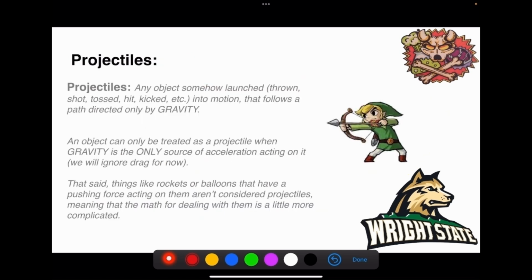Okay, so now that we know that gravity causes all objects on the surface of a planet to accelerate at the same rate, we can look at projectiles. A projectile is any object that is somehow launched into motion by being shot, tossed, hit, kicked, however you want to get it into motion, that follows a path directed by gravity. So projectiles, by definition, are actually in free fall.